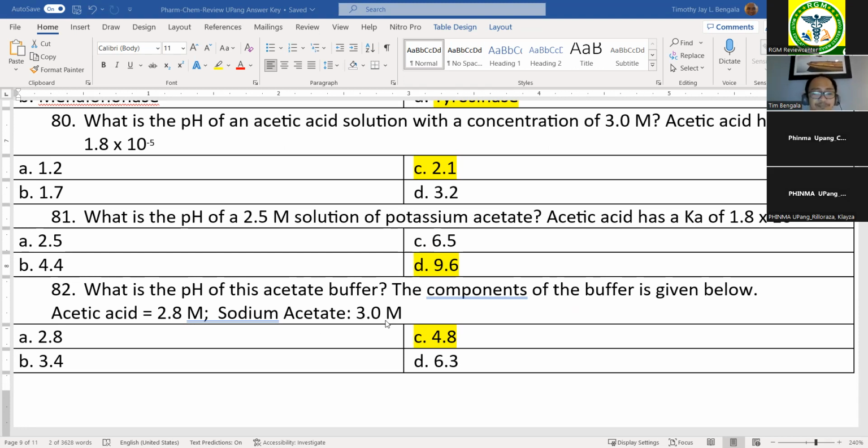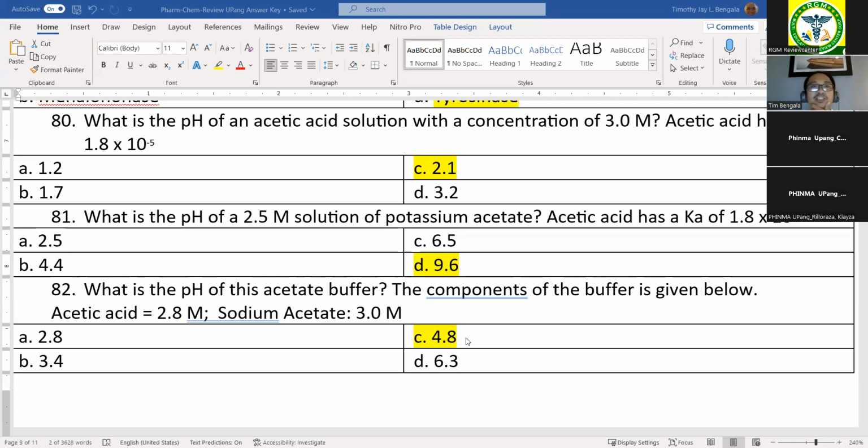So dito tingnan nyo muna. Mas marami yung base kumpara sa acid. And if you remember ating example, the pKa for this is 4.75. So that means it would be slightly basic kasi mas kaunti lang yung lamang ng sodium acetate. So it will be 4.8.